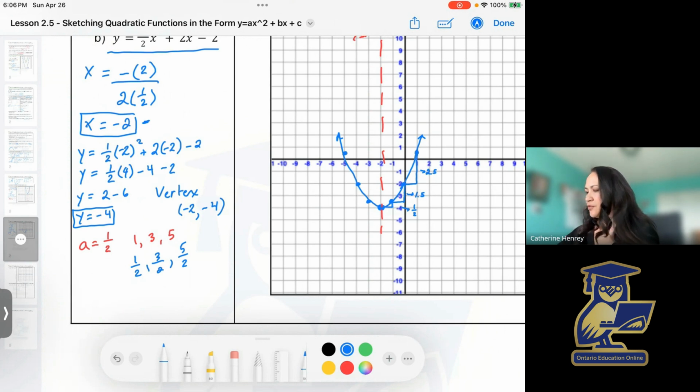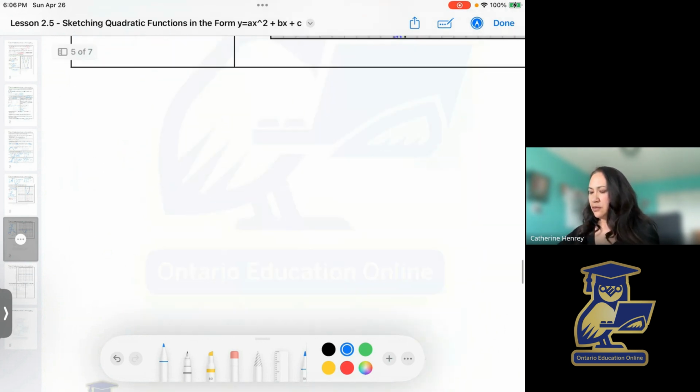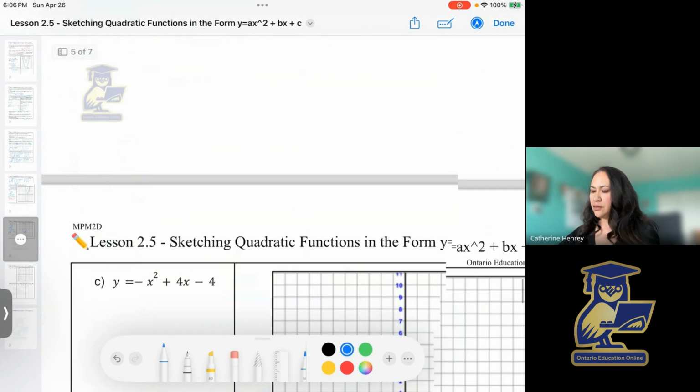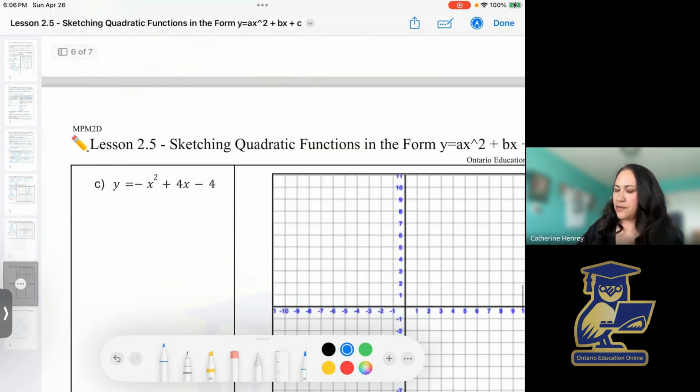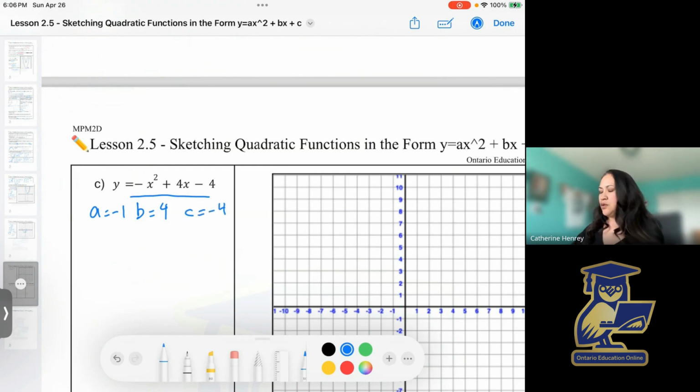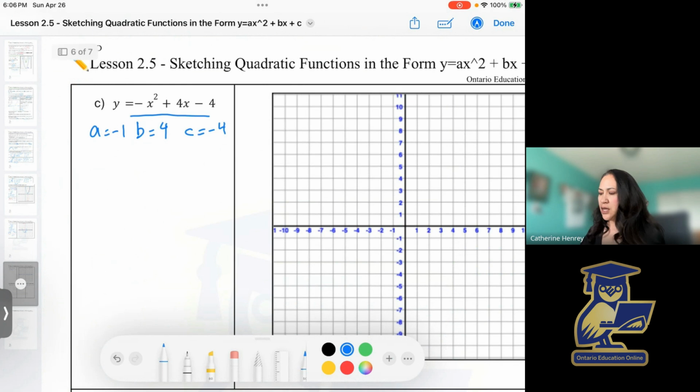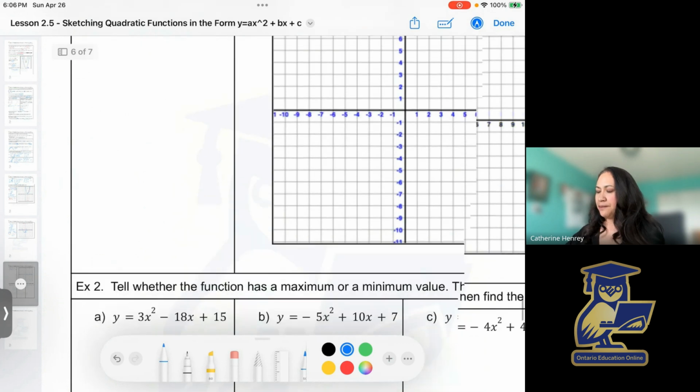All right, we had a different example here. I'm going to let you work through that one. Again, standard form. Your A is -1, your B is 4, and your C is -4. So go ahead and see if you can find the axis of symmetry, the vertex, and the step pattern. That'll help you graph that.